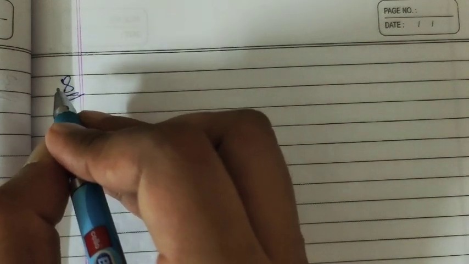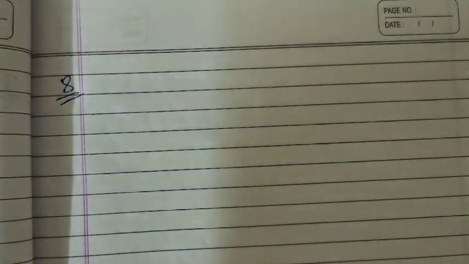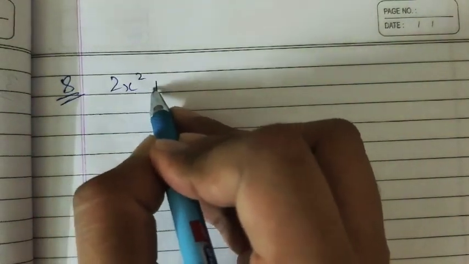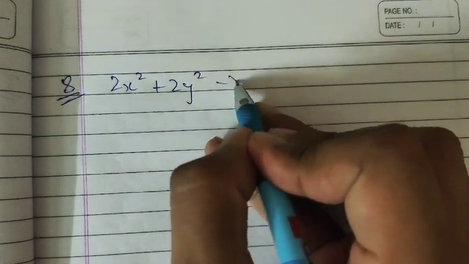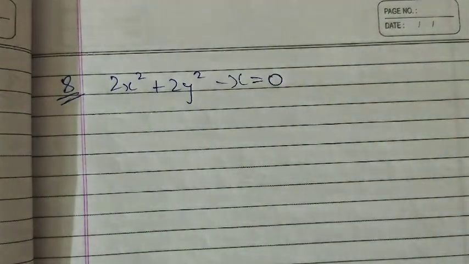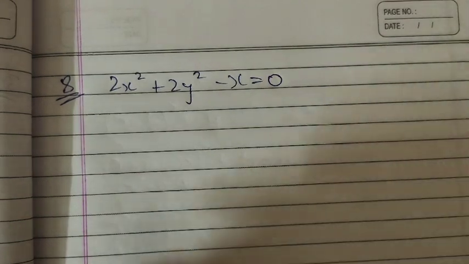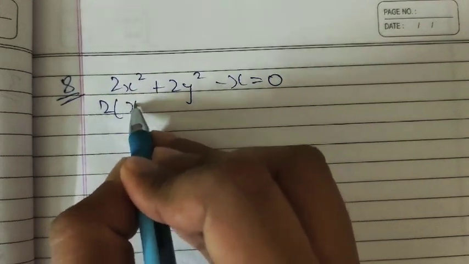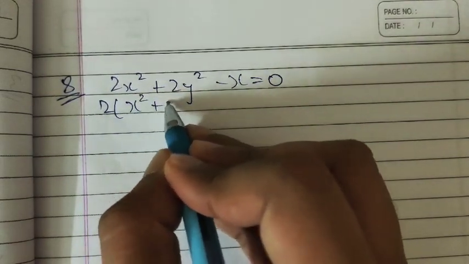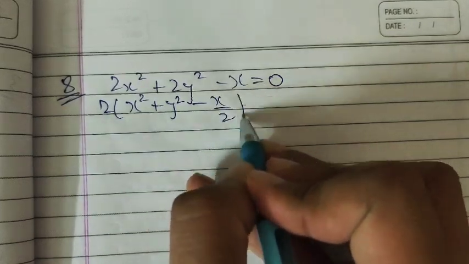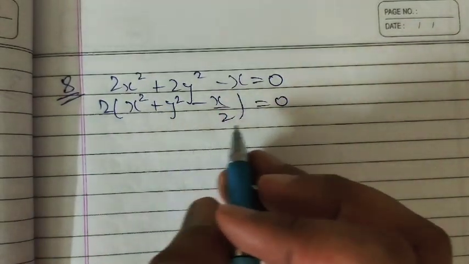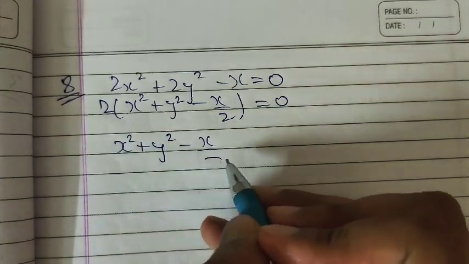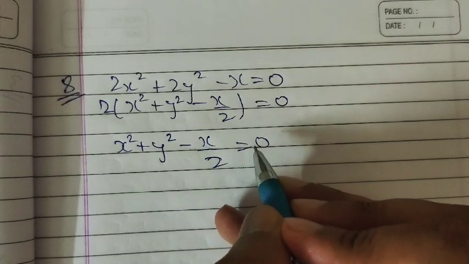So in question number 8 we have to find the center and radius of the circle 2x square plus 2y square minus x is equal to 0. Now we can take 2 common. So x square plus y square minus x by 2 is equal to 0. Taking 2 to the right hand side, it will become 0. So x square plus y square minus x upon 2 is equal to 0.